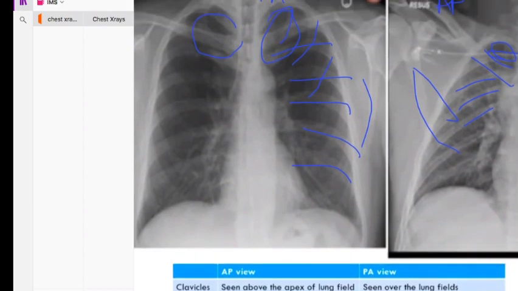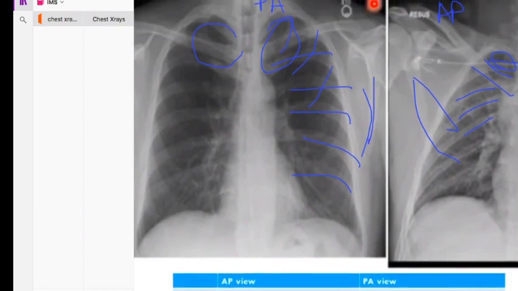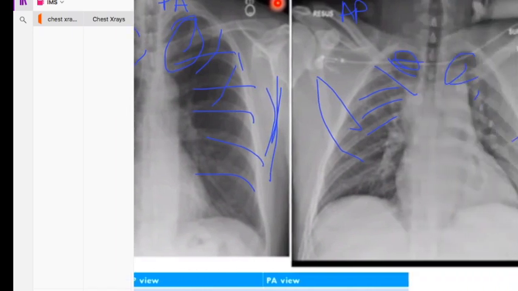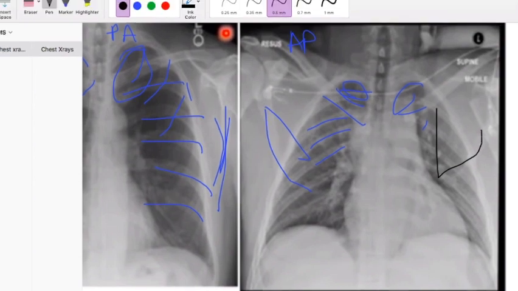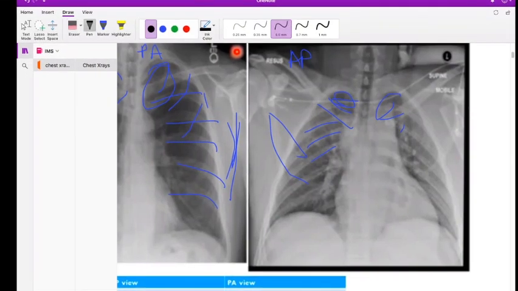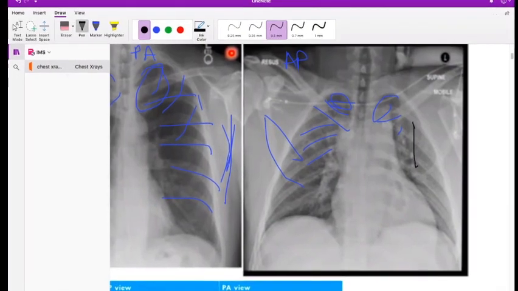Okay. So these inner borders of the scapula. Here they're not projecting onto the lung fields. They're away from the lung fields. Like you cannot see them on the lung fields. Whereas over here, it's not clearly visible on this side. Like over here, you can see it's projecting onto the lung fields. So that's the differentiation. In AP view, the medial border of the scapula comes into the lung field. Can you see it on this side? You can see this thing coming in over here.